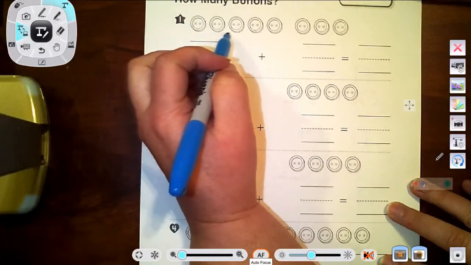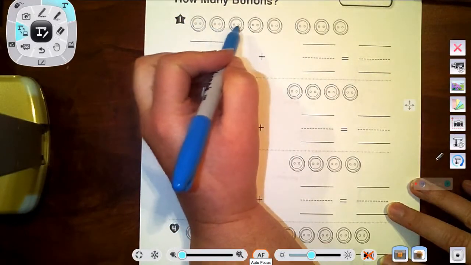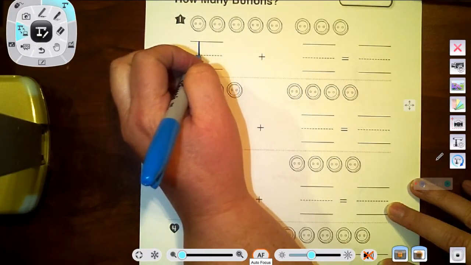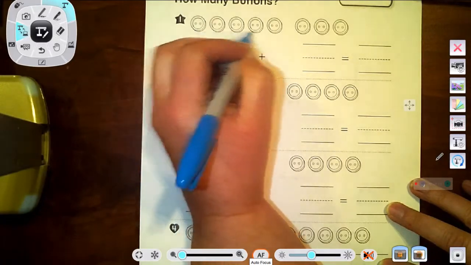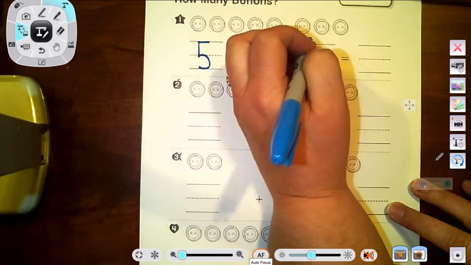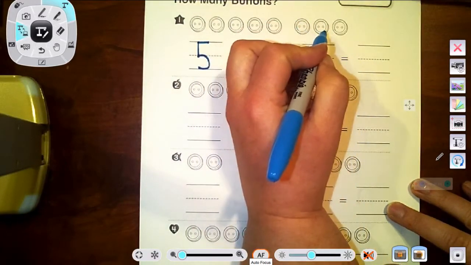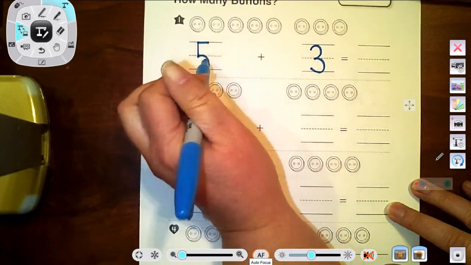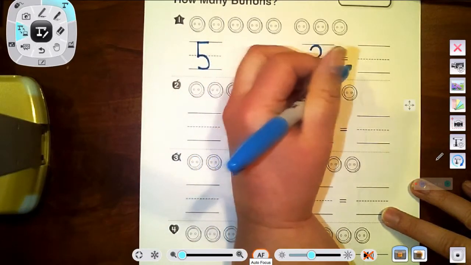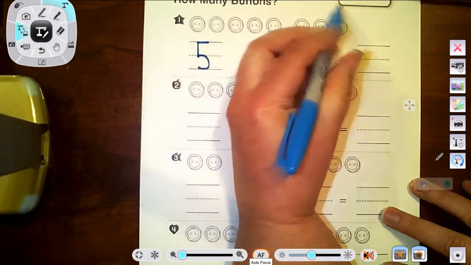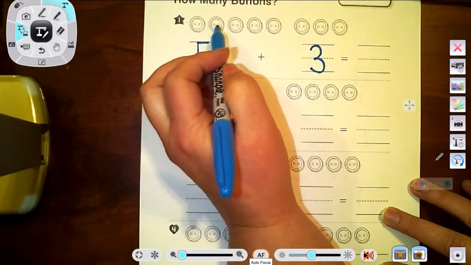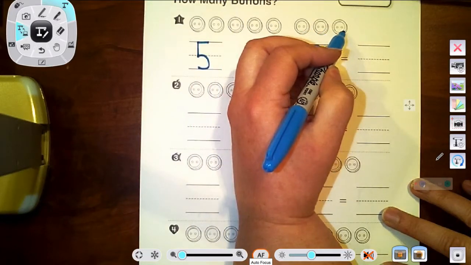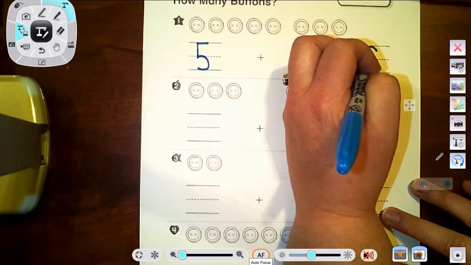How many buttons are in the first group? 1, 2, 3, 4, 5 buttons. So we are going to write our number 5 right here. 5 plus, how many are in the second group? 1, 2, 3. You write the number 3 right there. 5 plus 3 equals, how many are there in all? 1, 2, 3, 4, 5, 6, 7, 8. There are 8 in all.